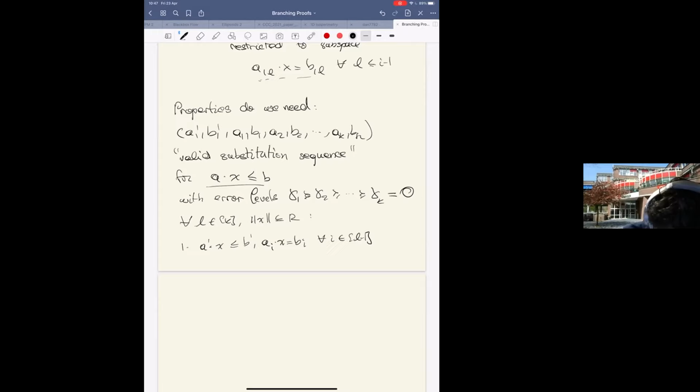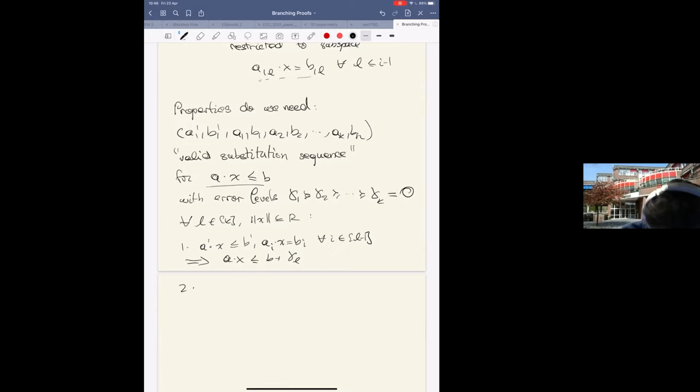then this is going to imply that AX, the actual inequality I want to learn, is valid, but with error gamma L. So the more equations I learn, the better the error gets. If I have no equations, so I just have A prime X less than or equal to B prime, I still have some initial error level, which is gamma one. And when I have k minus one equations, I have error level gamma k, which is zero, which means that once I've learned these k equations from the building blocks, I've exactly learned the original inequality.